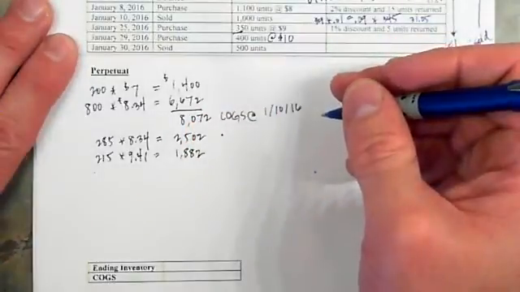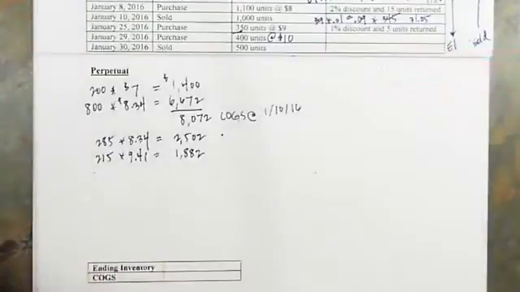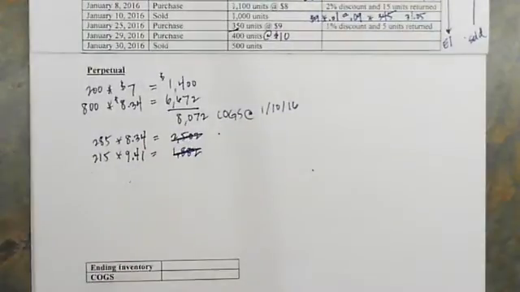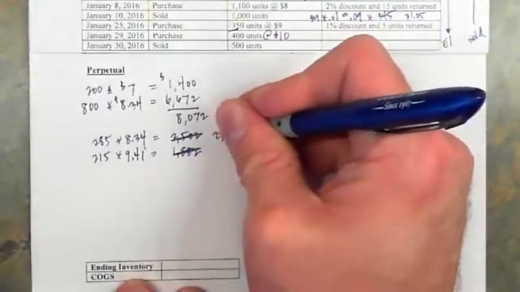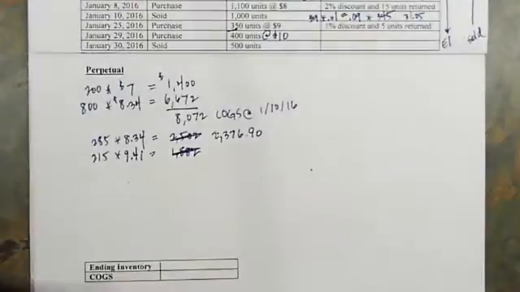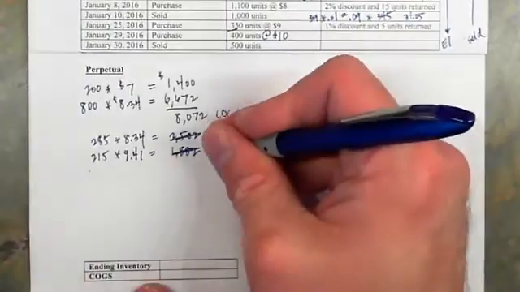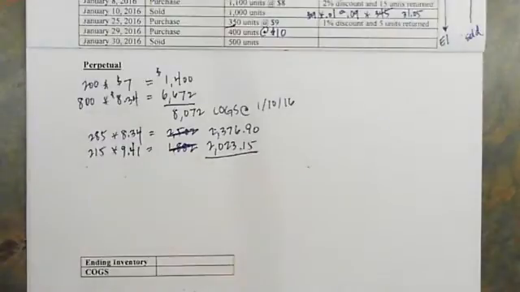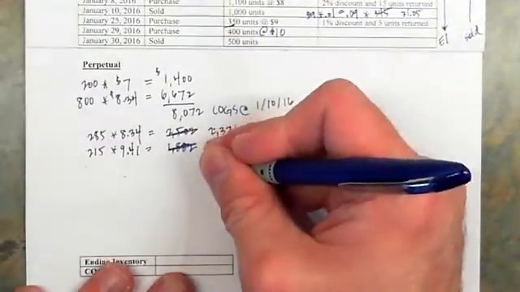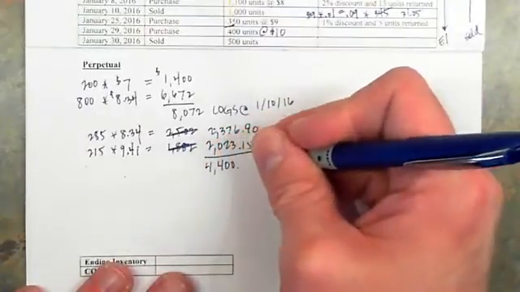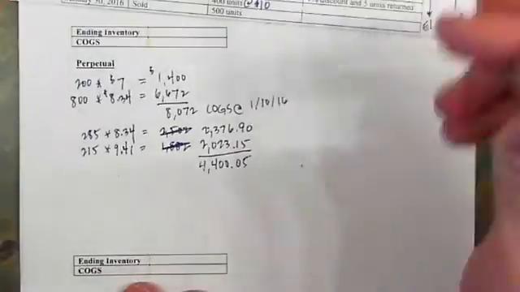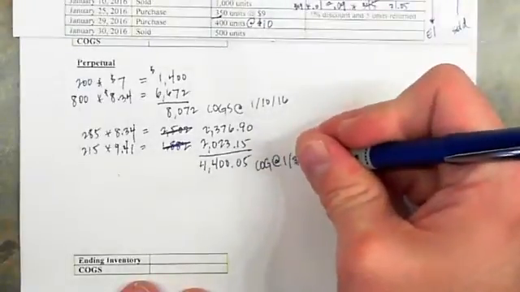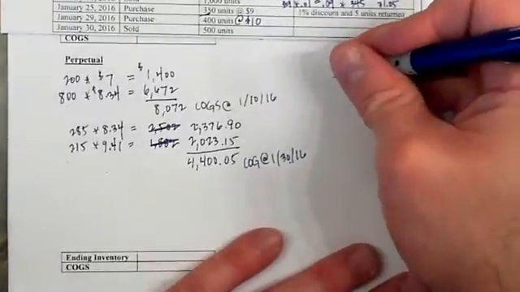Oops, that might be a little off actually. Nope, sorry, wrong numbers. 285 times 834 is 2,376.90. 215 times 941 is 2,023.15. Add those together. That comes out to 4,400 and some cents apparently. So that would be the COGS I would record on January 30th, 2016. To get total COGS, of course, then I want to add the two together.